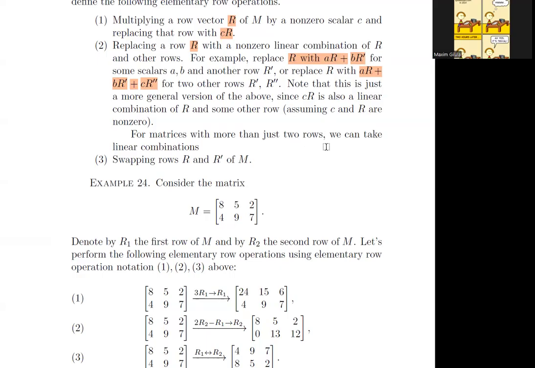For matrices with more than 2 rows, we can take linear combinations in general, not just with 2 or 3 rows. We could take any amount of rows.